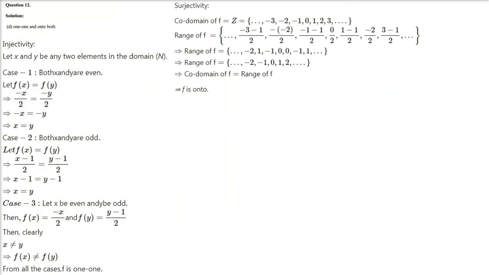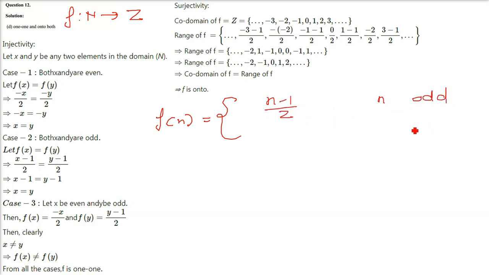Question number 12 here. The function f from the set of natural numbers to integers defined by f(n). Don't worry about f(n) or f(x), they are the same. So f is from N to Z. f is from the natural numbers to the integers. So N is the natural numbers, Z is the integers. This is defined as f(n). If n is odd, it is defined by (n minus 1) by 2. If n is even, it is defined by minus n by 2. n is odd, (n minus 1) by 2.